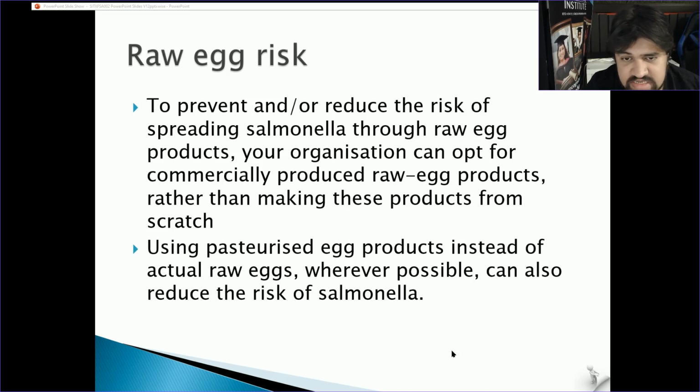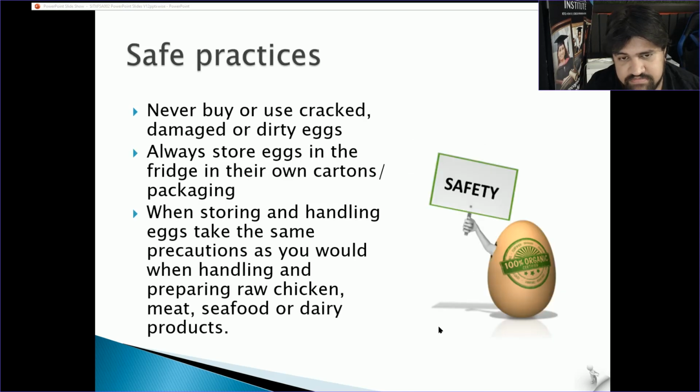To prevent or reduce the risk of spreading salmonella through raw egg products, your organization can opt for commercially produced raw egg products rather than making these products from scratch. Using pasteurized egg products instead of actual raw eggs, wherever possible, can also reduce the risk of salmonella.